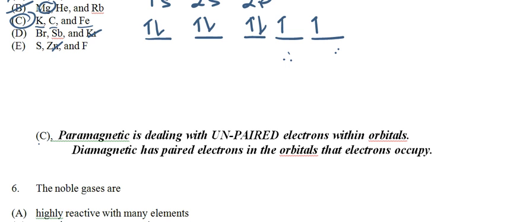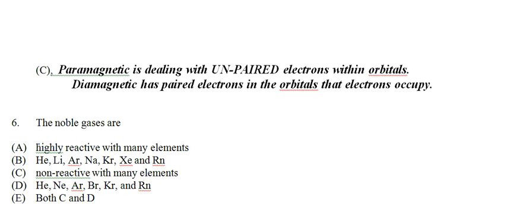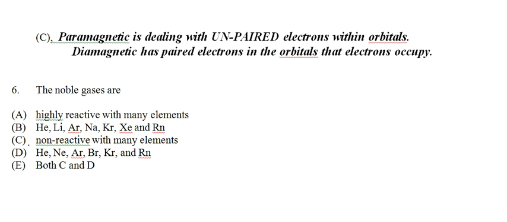Okay. All right. Number 6. Noble gases are, and this feels like a rerun. Noble gases are highly reactive with many elements. Absolutely not. Non-reactive with many elements. Well, has to be that. Also, we know lithium is not, bromine is not. Okay, so letter C. Make sure that we know the 4 groups.